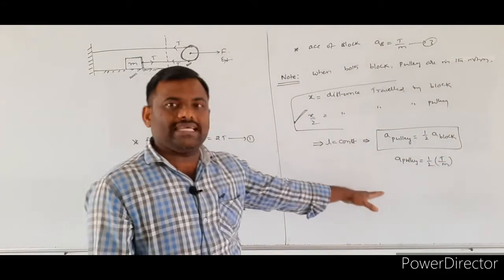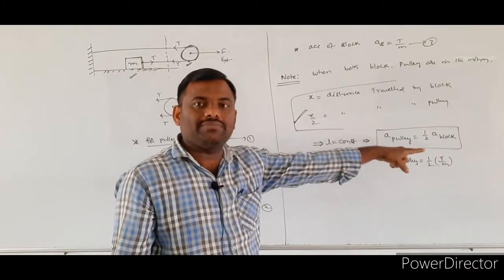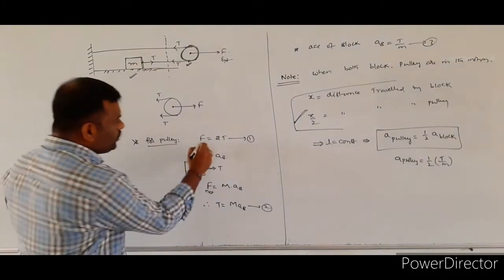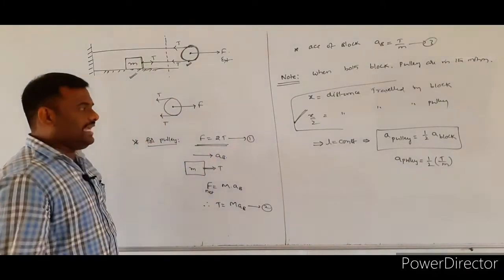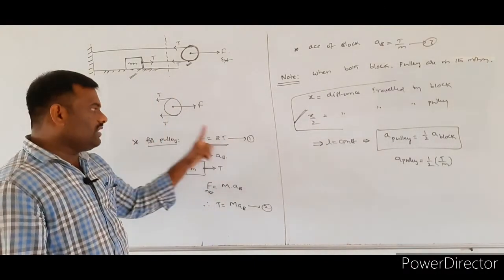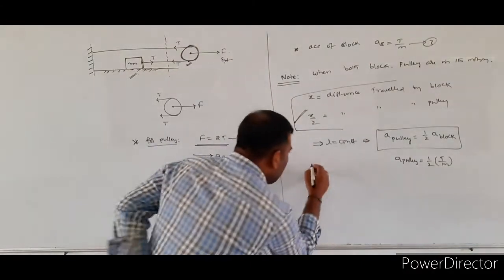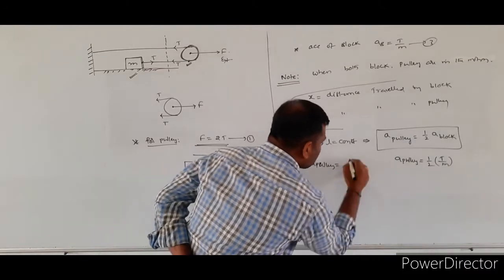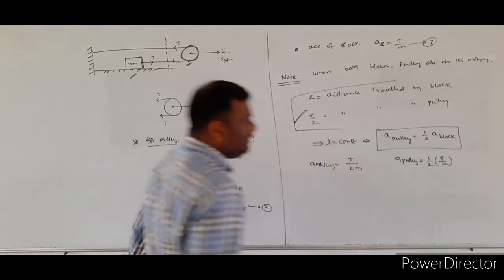Now I want to represent the acceleration of the pulley in terms of the force we applied over the pulley. So here what you know, F is equal to 2T. Therefore T value is equal to what? F by 2. So here acceleration of the pulley is equal to, you got, T by 2M.